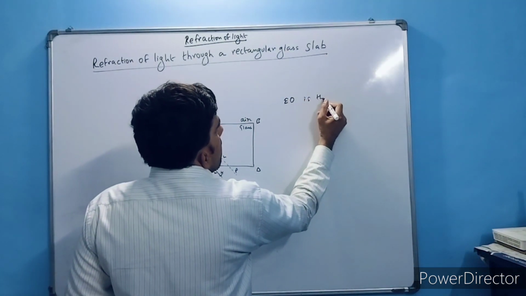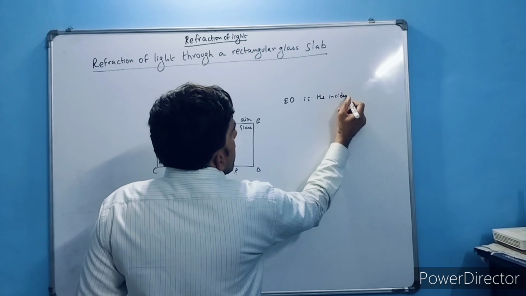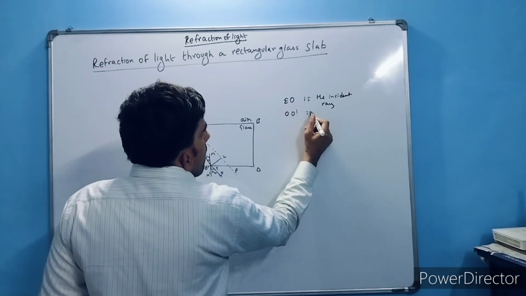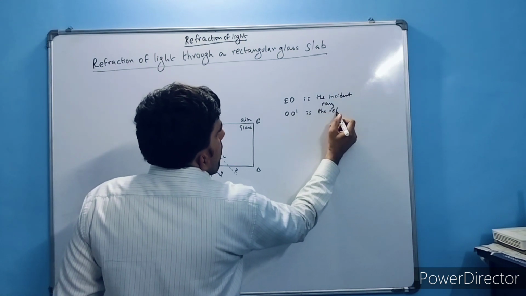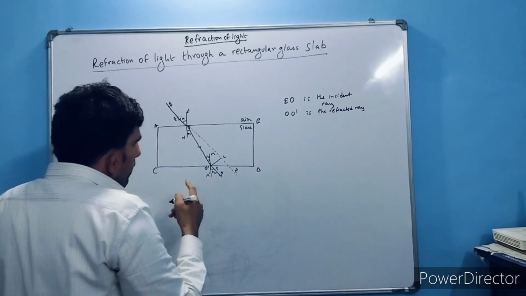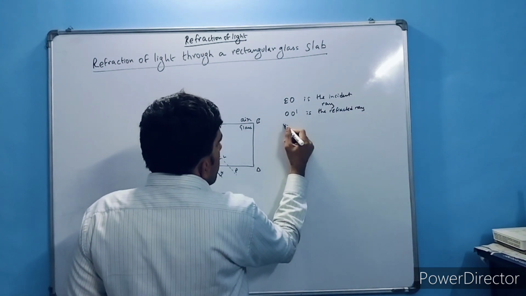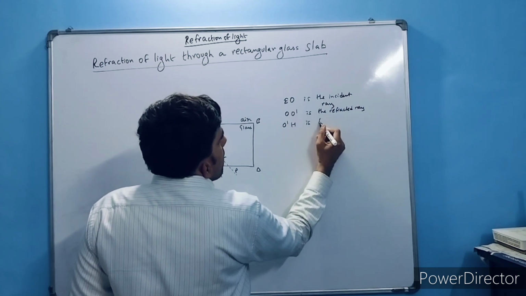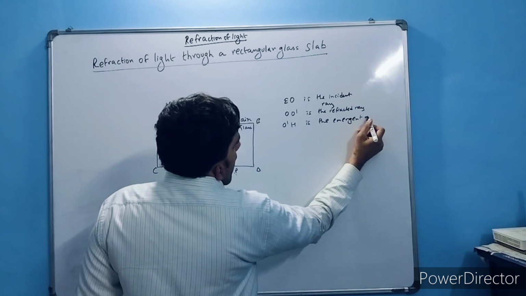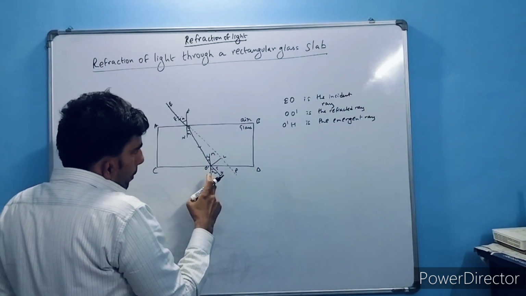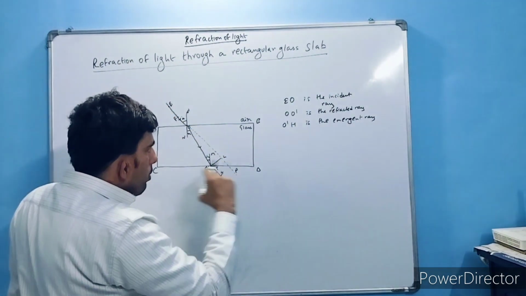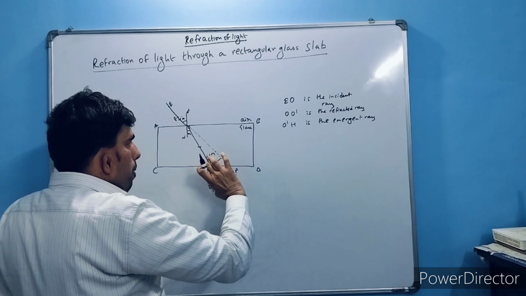So we can say EO is the incident ray, OO dash is the refracted ray, and this one, O dash H, is the emergent ray. As we can see, it appears to be parallel to the direction of the path of the incident ray. That is why we call this the emergent ray.